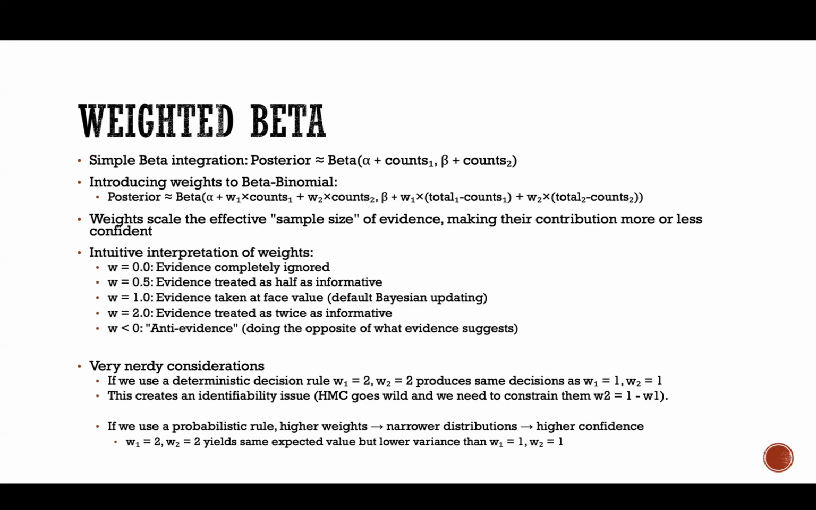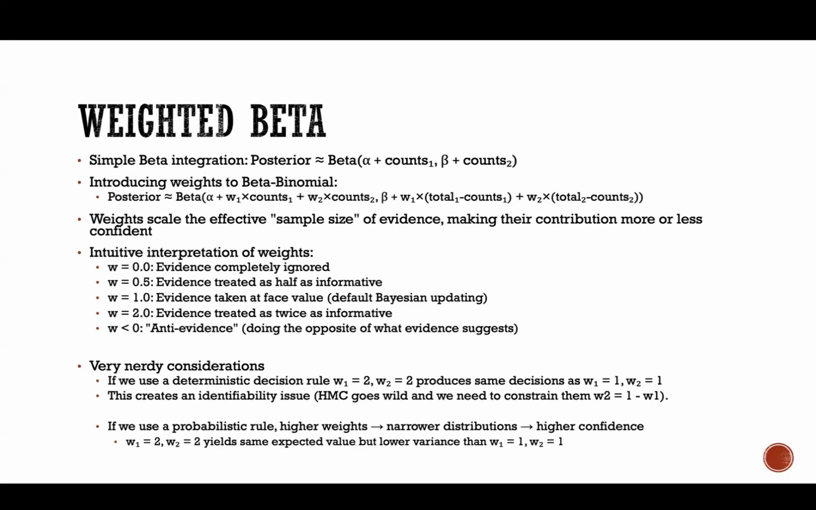And therefore, the Hamiltonian Monte Carlo will go wild and just get stuck in those areas. And then we would need to constrain them by saying that the weight of 2 is actually going to be 1 minus weight 1, right? So that there's only 1 parameter that can move.